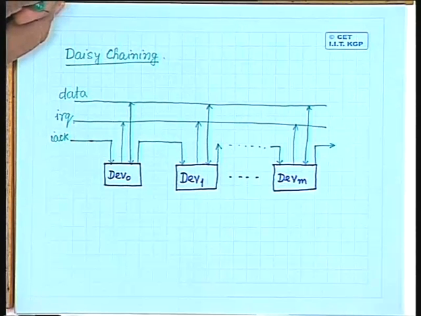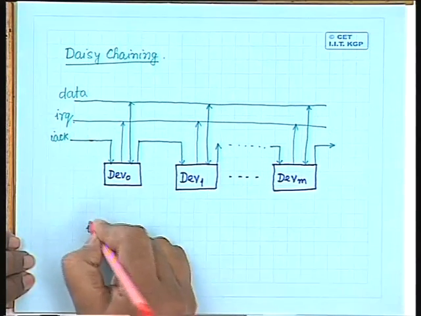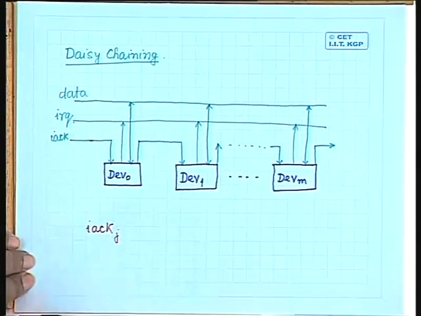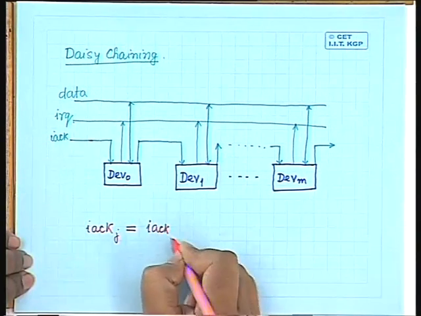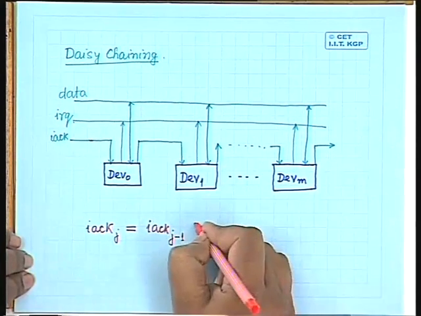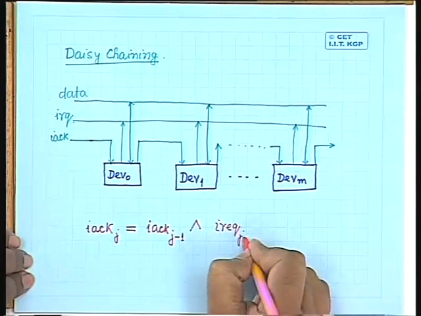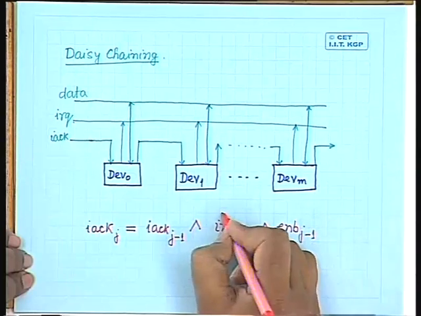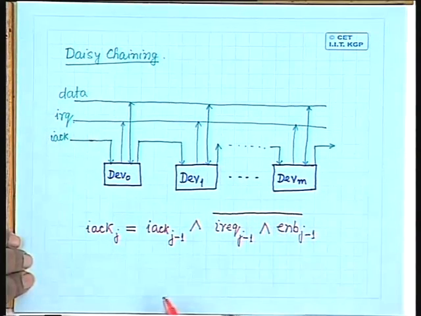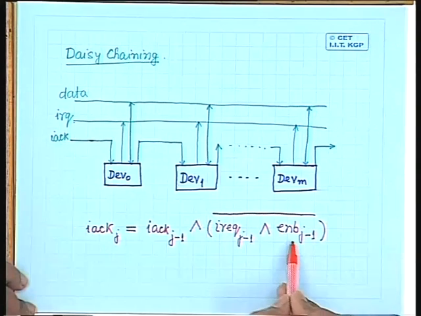For any device, say device J, the logic is like this. Interrupt acknowledgement of J will be active provided you get an interrupt acknowledgement out from device J minus 1 and not interrupt request of J minus 1 and enable J minus 1. So the concept is every device will have an enable signal. So a device can put the request only when the corresponding device is enabled.